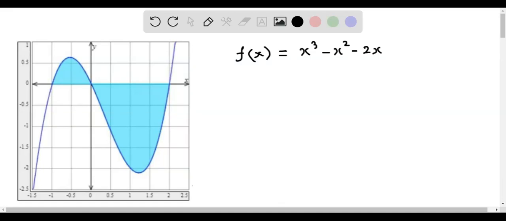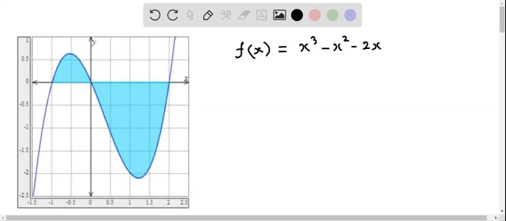We now find the area of the shaded region bounded by the curve given by f of x equals x cubed minus x squared minus 2x. And so we see that we have two regions. Let's say we consider this shaded region as A and this shaded region as B.